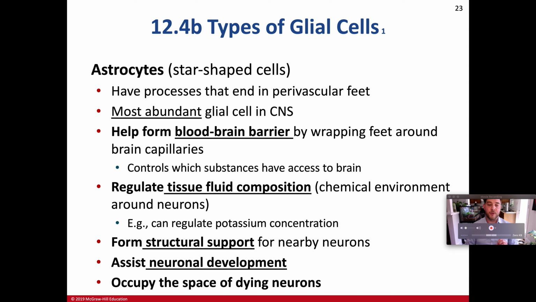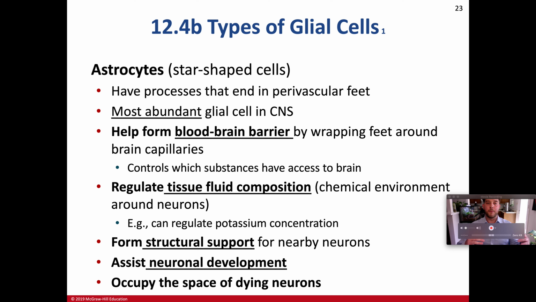So astrocytes also help to regulate tissue fluid composition, so the chemical environment around neurons. The book mentions regulating potassium concentration. Remember that potassium is the most important ion for normal neural function, normal membrane potential. So regulating that amount of potassium is very, very important. It will affect your membrane potential and your sodium-potassium pumps.